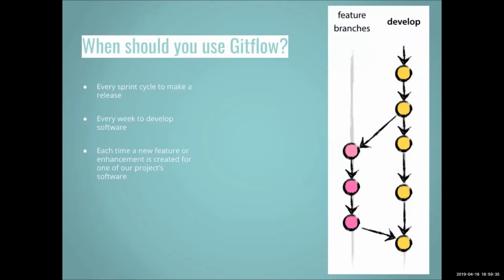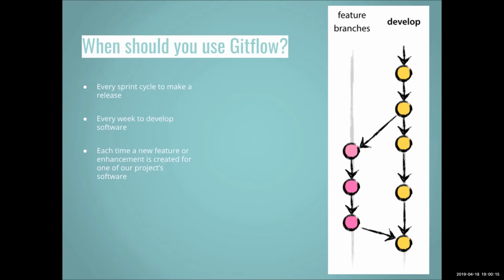So when should you use Git flow? Every sprint cycle to make a release. There's a larger concept in software development called Agile and Scrum. The terminology is you have a sprint, and you will sprint in a certain time frame. One team might choose to make their sprints 2 weeks long. Another team might choose to make their sprints 3 weeks long. What they're doing is planning work that is doable within 3 weeks or 2 weeks, whatever your sprint cycle is.